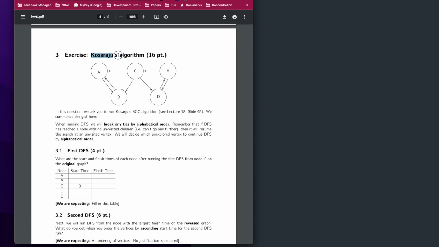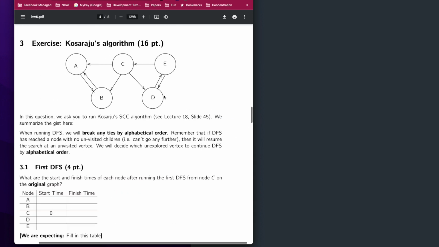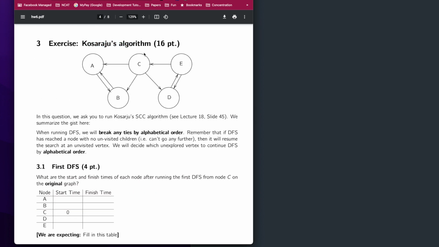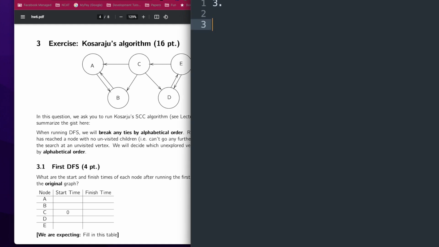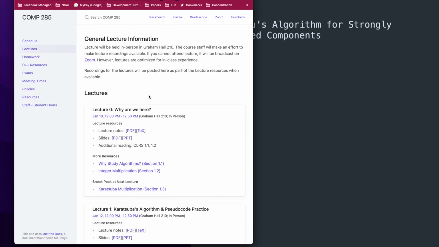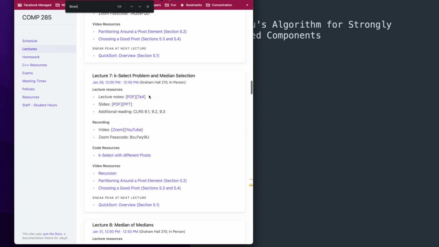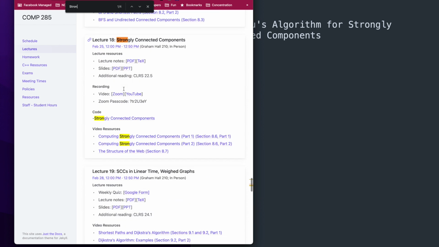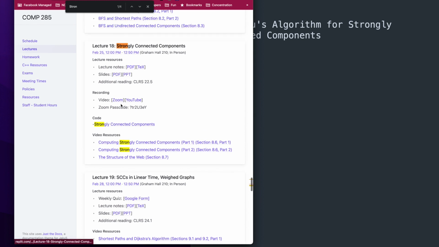Okay. Here we are being asked to run Kosaraju's algorithm on this graph. So you want to make sure you understand Kosaraju's algorithm. This is the algorithm for finding strongly connected components. And we actually covered this right before spring break. So if you need a refresher, you would head on over to strongly connected components. Lecture 18 or lecture 19 are both pretty good reference points for this homework exercise here.